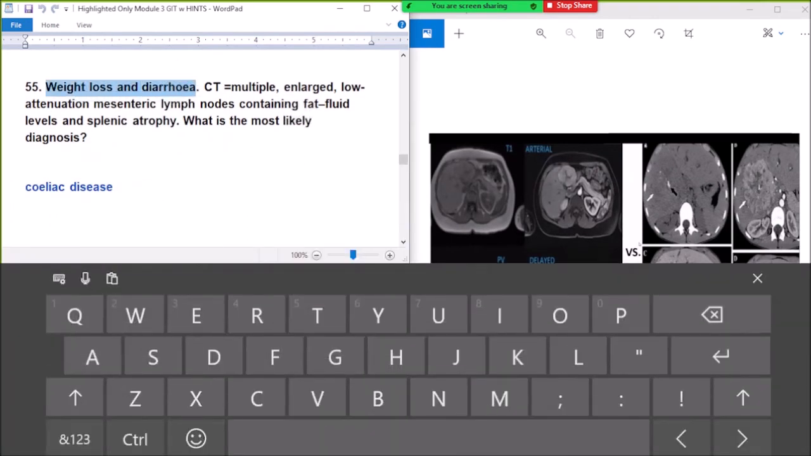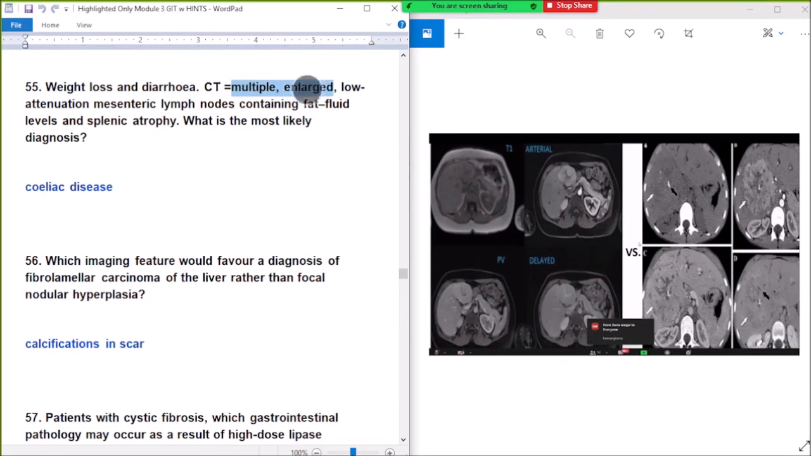Question number 55. Weight loss and diarrhea. CT scan shows multiple enlarged low-attenuation mesenteric lymph nodes containing a fat-fluid level, and splenic atrophy. Most likely diagnosis: celiac disease. Diagnosis: celiac disease.